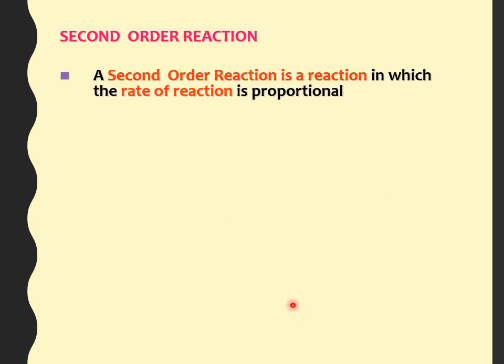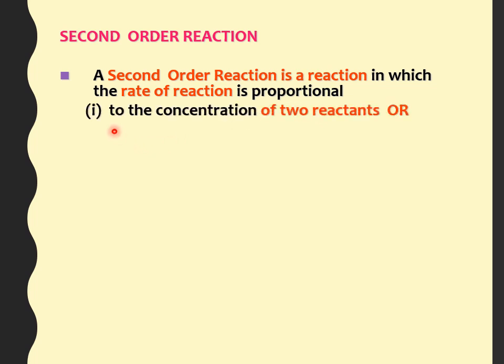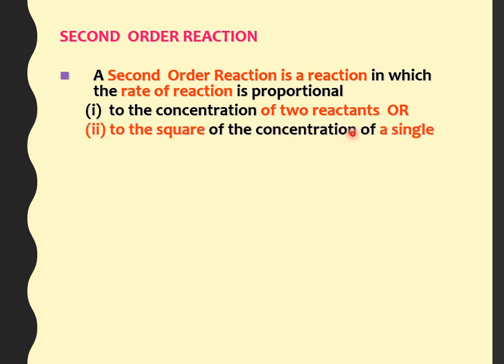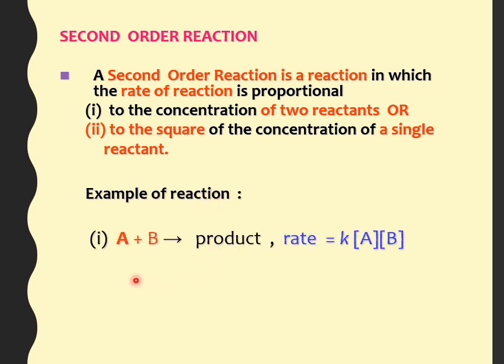Next, we look at second order reaction. A second order reaction is a reaction in which the rate of reaction is proportional to the concentration of 2 reactants, or to the square of the concentration of a single reactant. Example of reaction: let's say we have A plus B becomes product. The rate law is K concentration of A times concentration of B. Or A becomes product, and the rate equals K concentration of A to the power of 2.